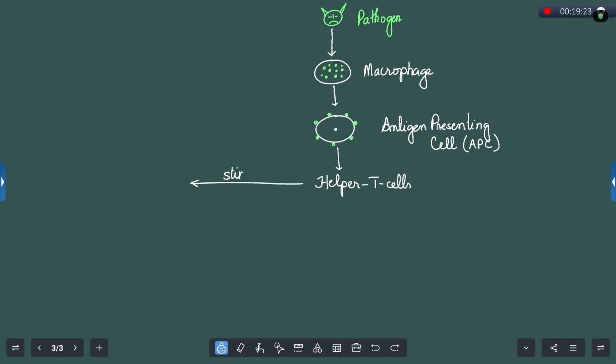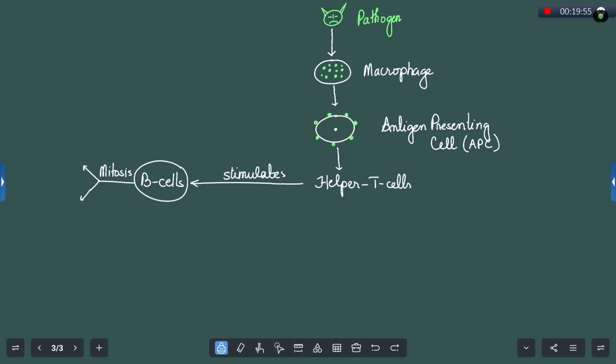T cells stimulate the production of B cells. B cells are produced on command. Now B cells undergo several rounds of mitosis. Mitosis will give rise to hundreds and thousands of cells. Can I call all those cells clones?